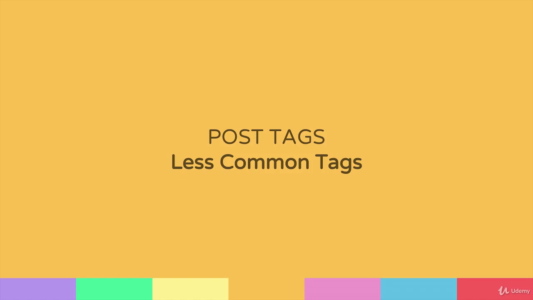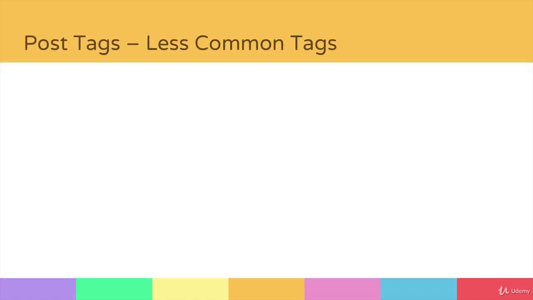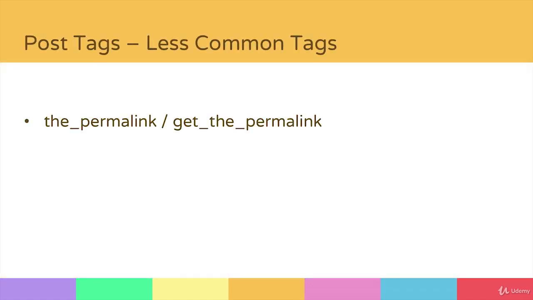So let's just take a look at a few of these and how and when you might want to use them. The first one we're going to look at would probably belong better in the most common tag section, and that is the permalink and get the permalink. But we didn't mention it there, so we will include it here towards the end. What this does is output a link to the post based on however you have them set up in the pretty permalinks section.